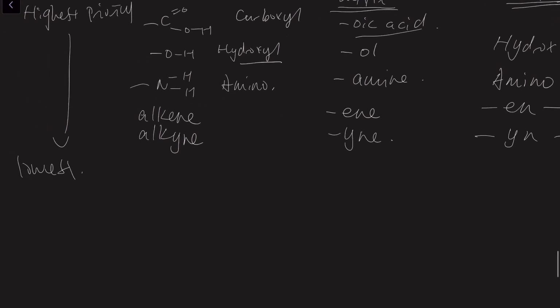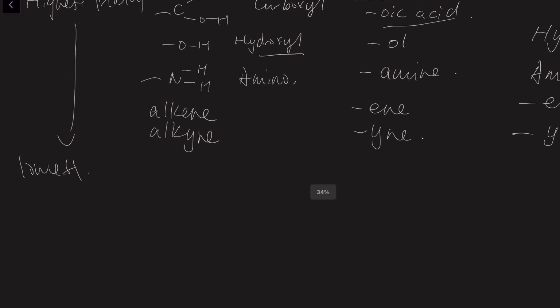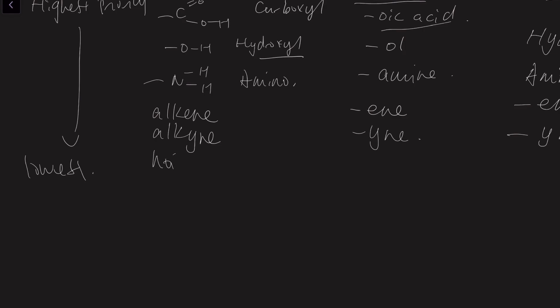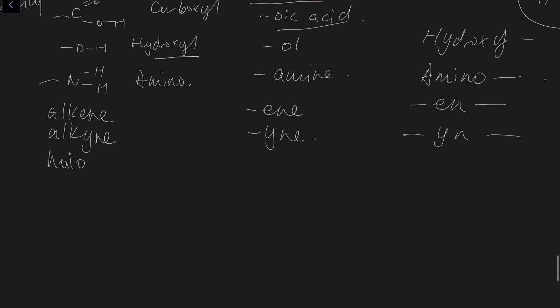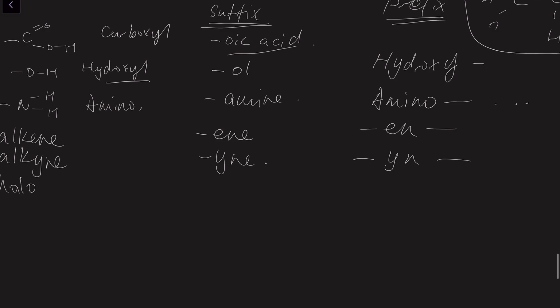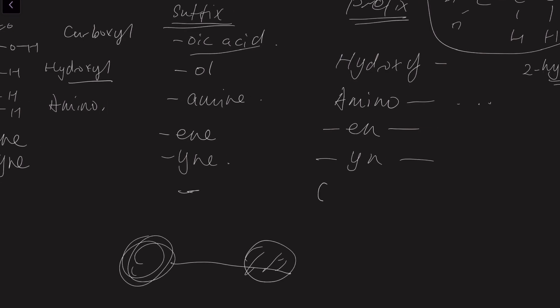The lowest priority is the halogens. So it does not even have a suffix. So it will never go towards the end of the naming. It will always be present at the front. So you have chloro, bromo, things like that.